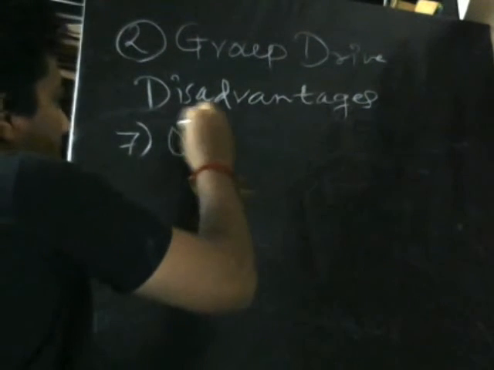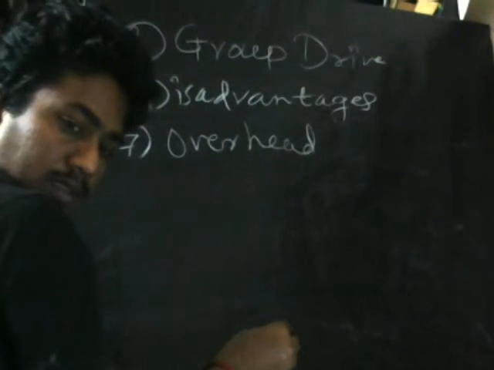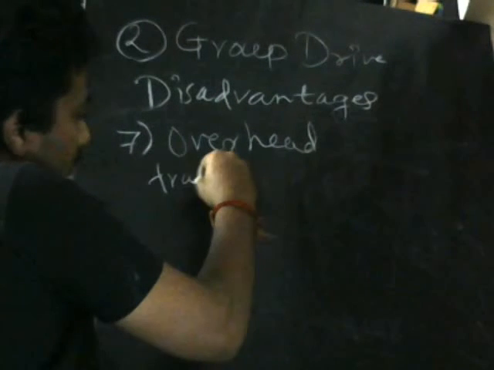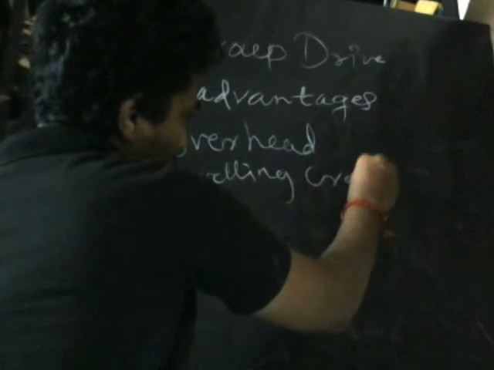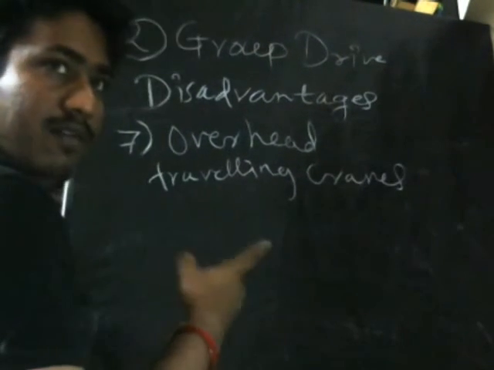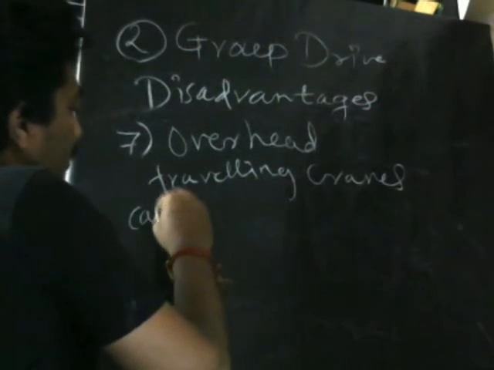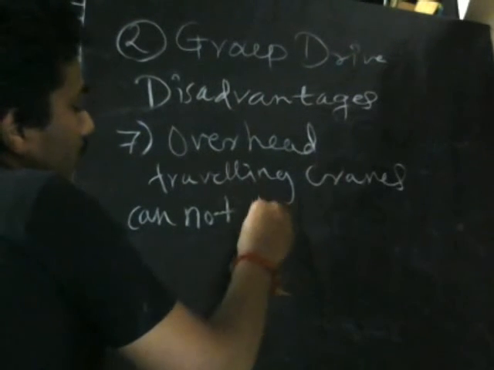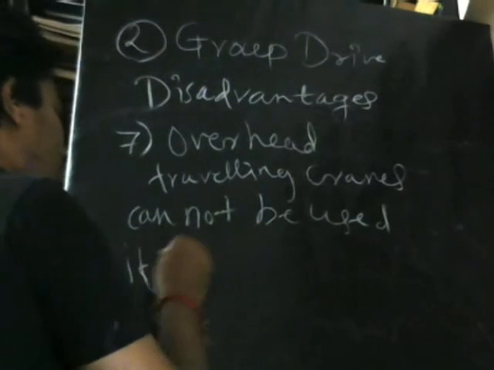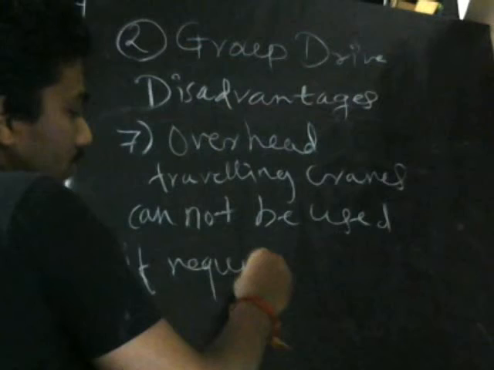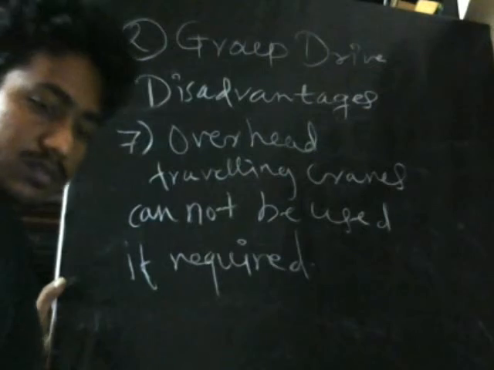So overhead traveling cranes cannot be used if required. This is our seventh disadvantage.